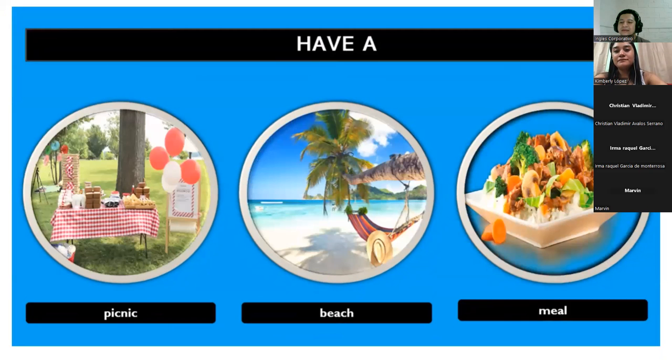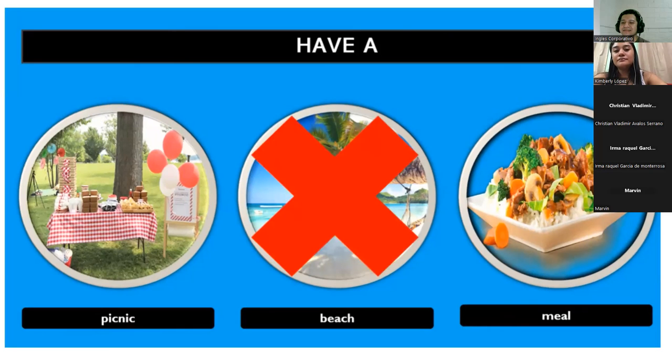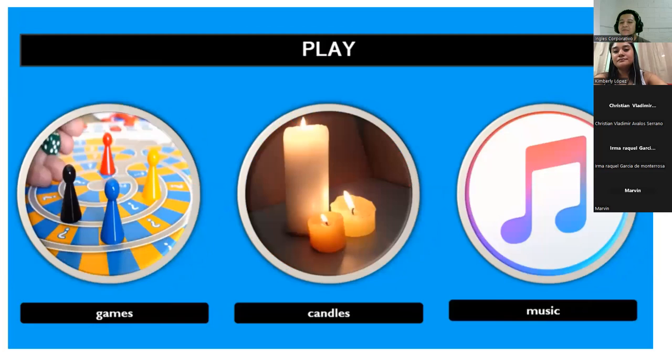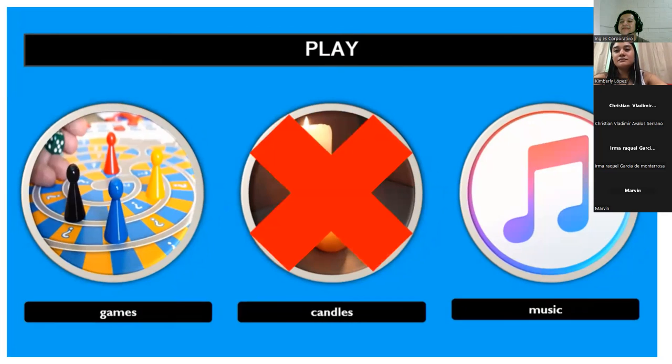We can have a picnic, a beach, a meal. Which one is incorrect? A beach. Let's see. Beach. Exactly. That's correct. Play. What can we play? Games, candles, music. Candles. Candles is the incorrect one. Exactly.